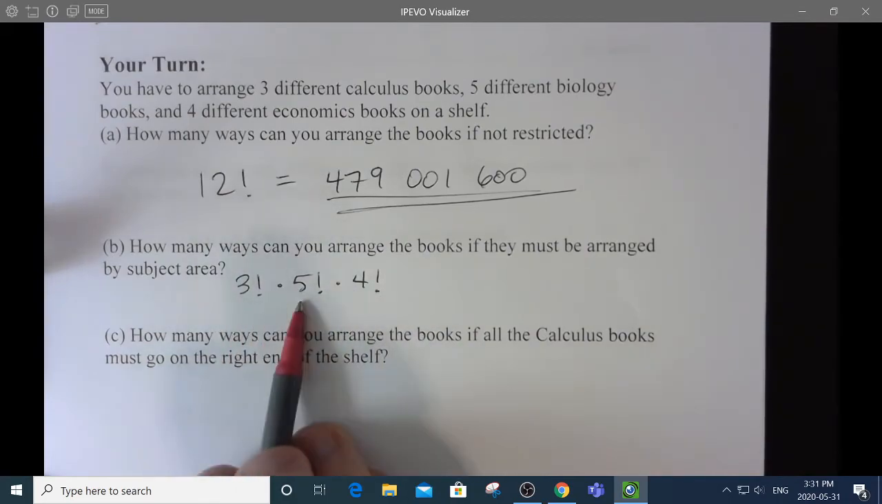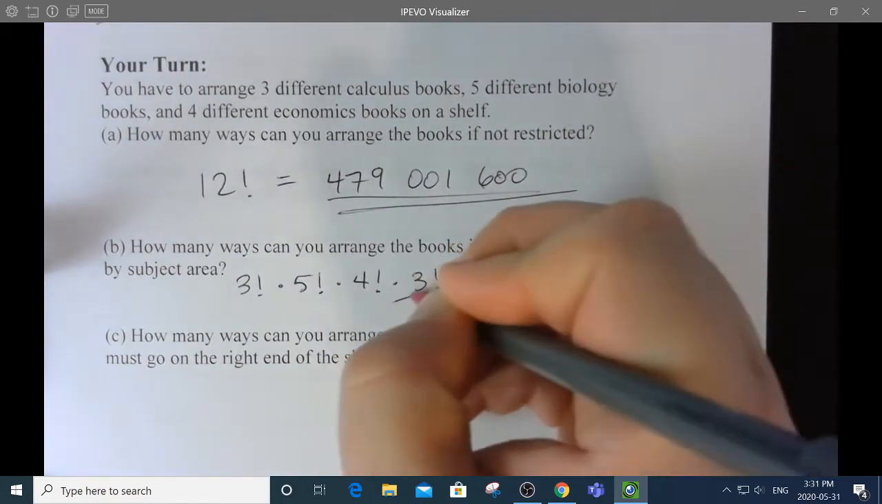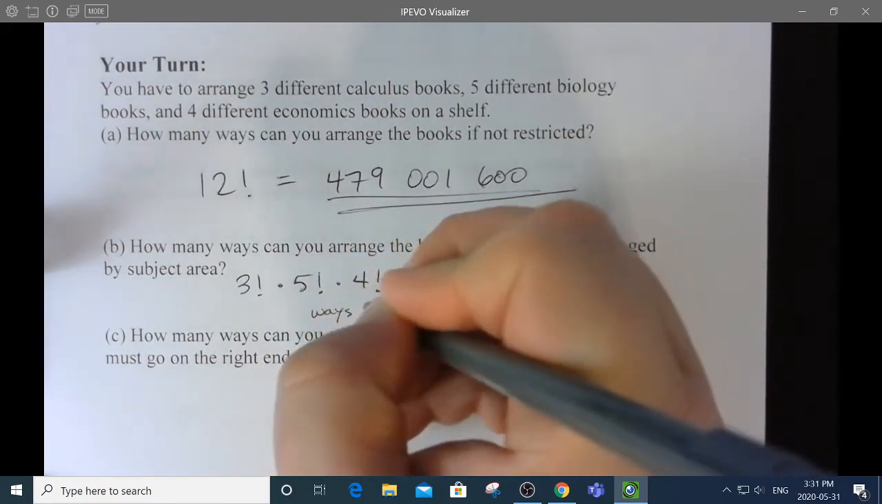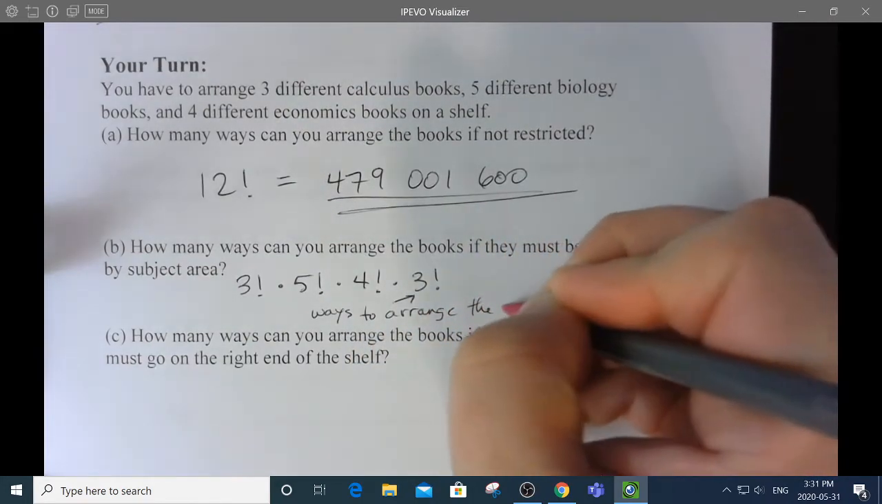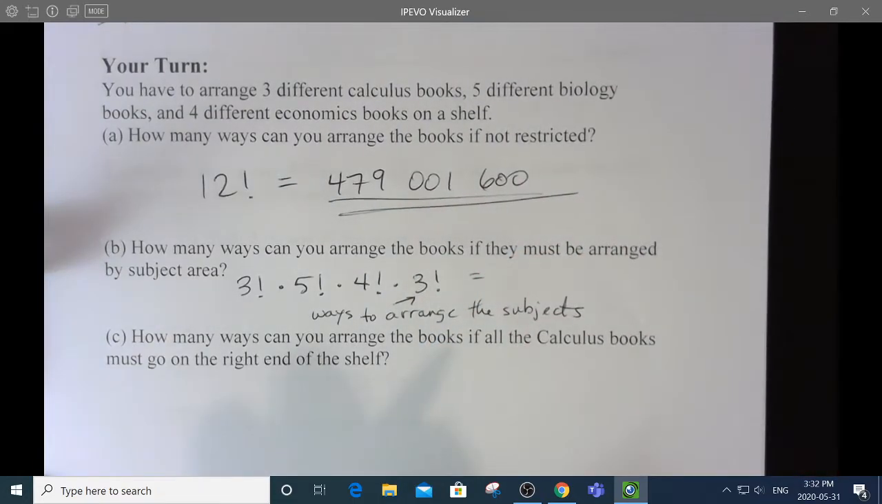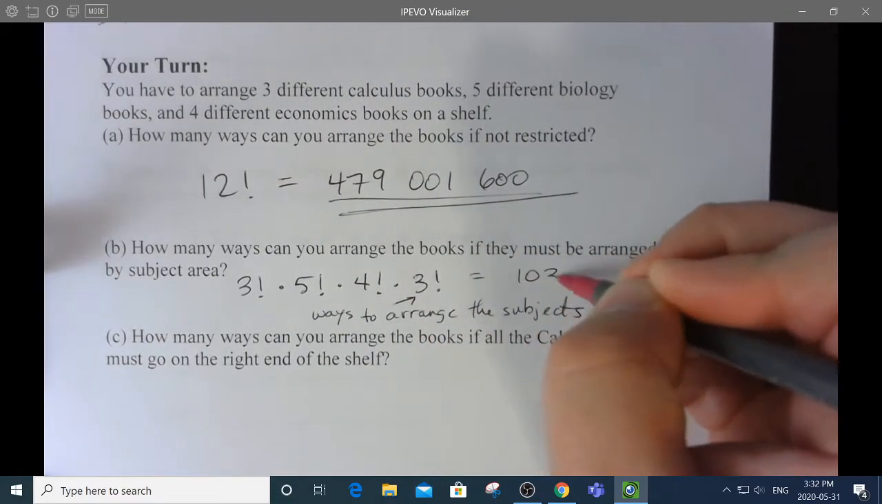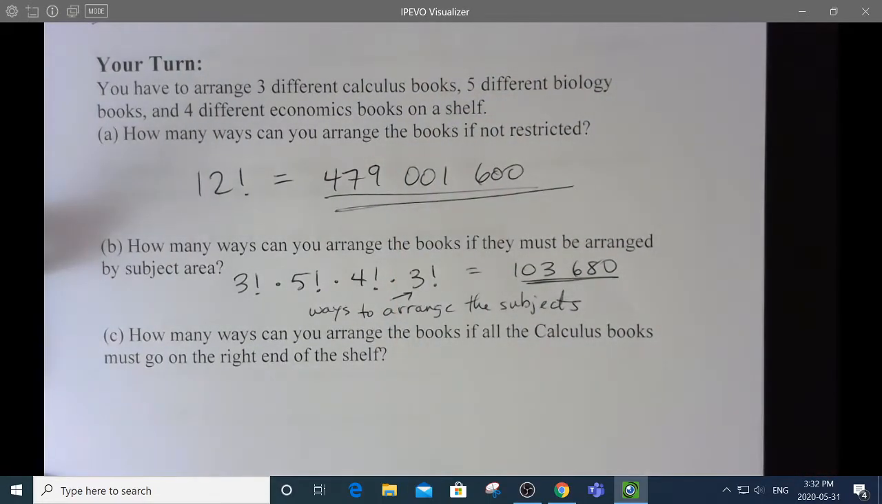It could be economics, then calculus, then biology. So there is, of course, 3 factorial ways to arrange the subjects. So the final answer then is going to be, I punched this out already, 103,680. Notice that's quite a bit smaller than that.